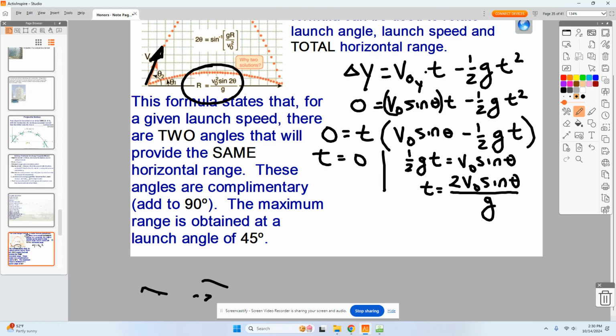Now the next thing I'm going to do is go over into the blue portion. So I'm going to say delta x is equal to v naught sub x multiplied by the time. And instead of using that time, I'm going to use this time here. So I'm going to take this expression and plug it in for this value of t.